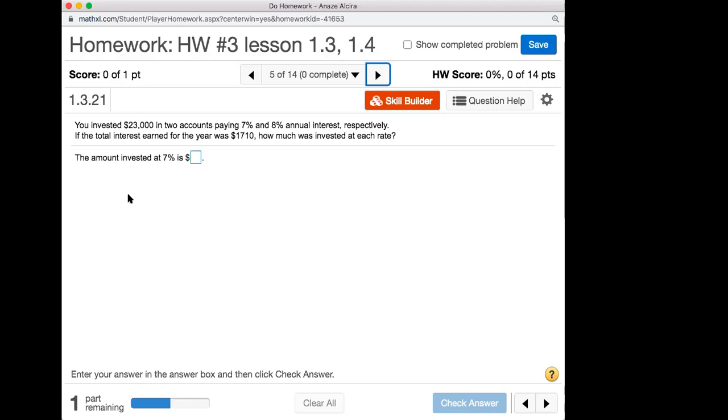Okay, guys. So on this one, 23,000 invested in 2 accounts, paying 7% and 8% annual interest rate, respectively. If the total interest earned for the year was $1,710, how much was invested at each rate?